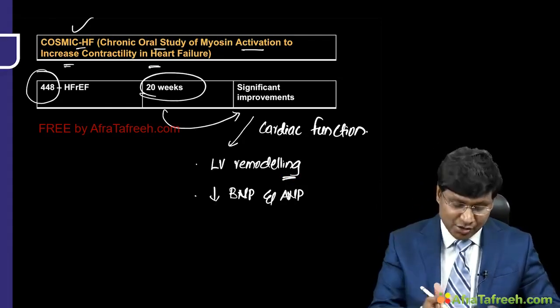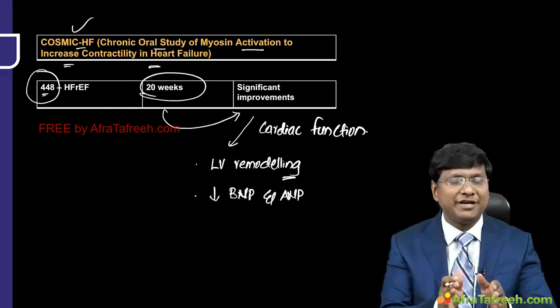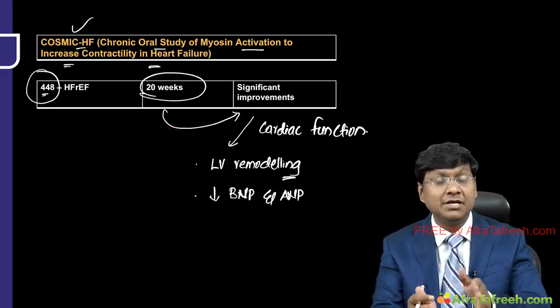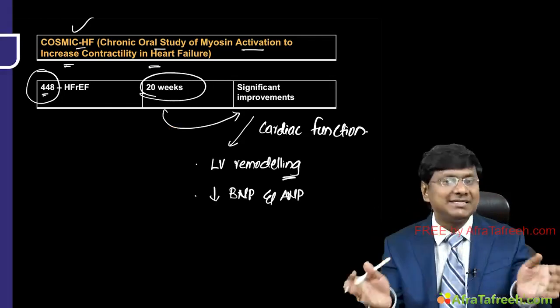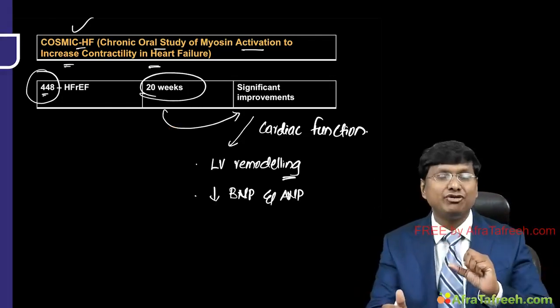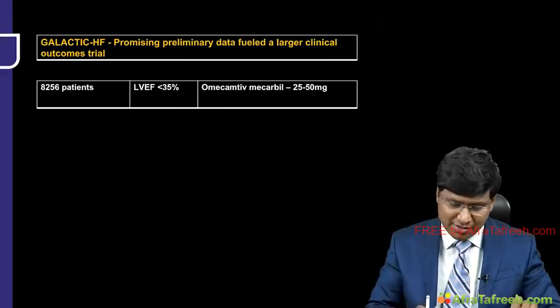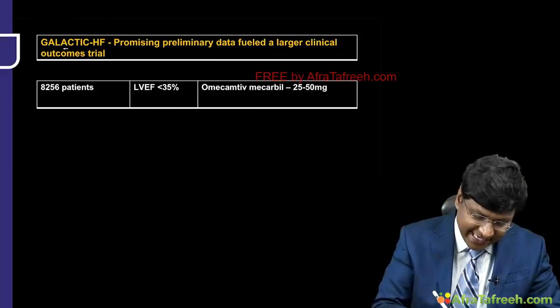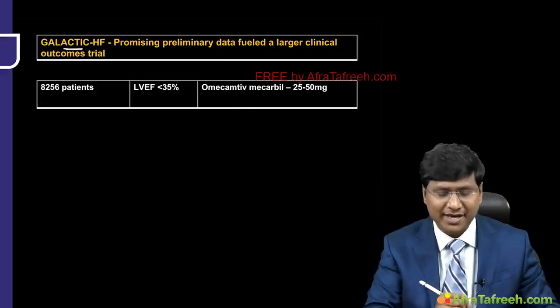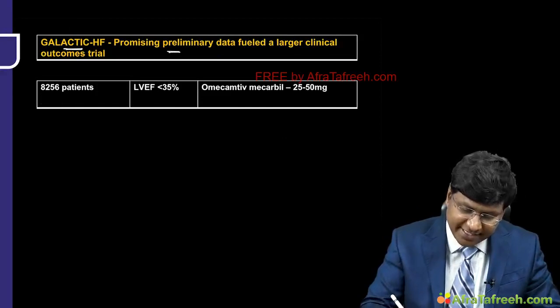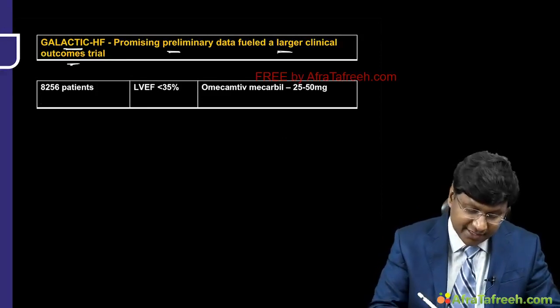And we have one more trial. This trial was done in a smaller group of patients, only 448 patients. That is the reason why a larger study using omecamtiv mecarbil was done. That particular study is the GALACTIC-HF trial. So promising preliminary data fueled larger clinical outcome trials.